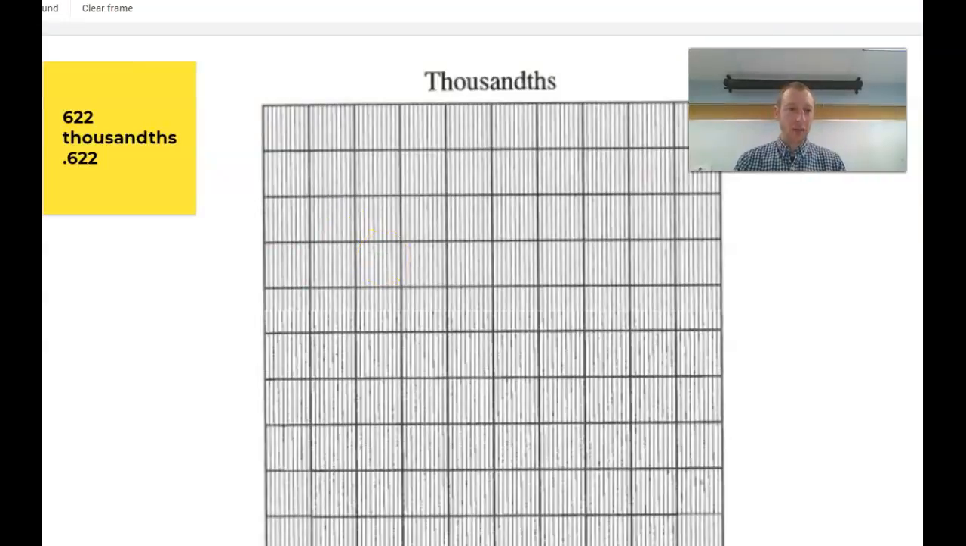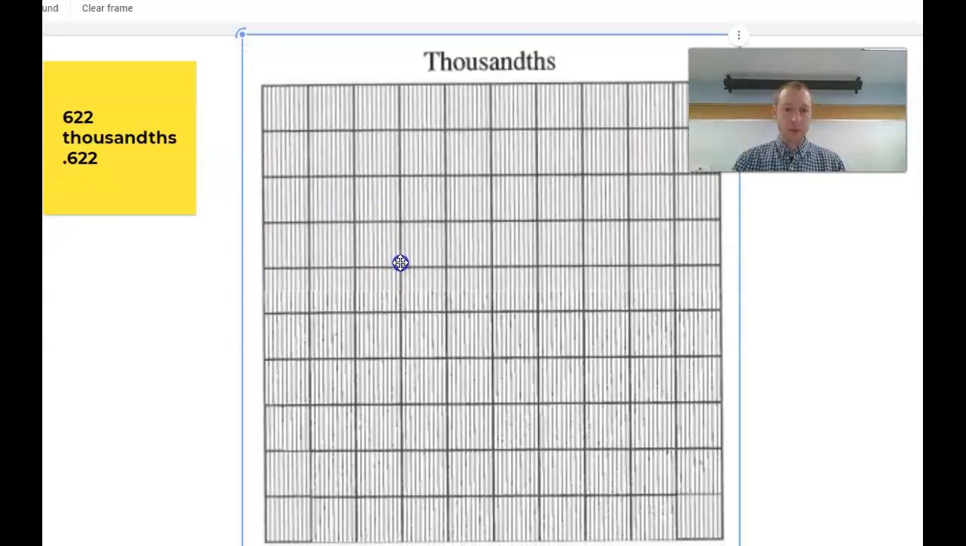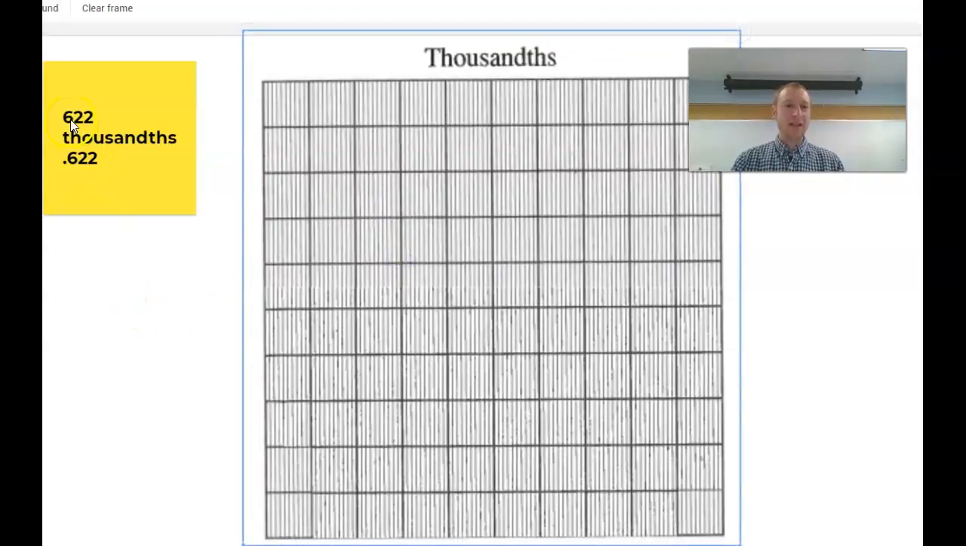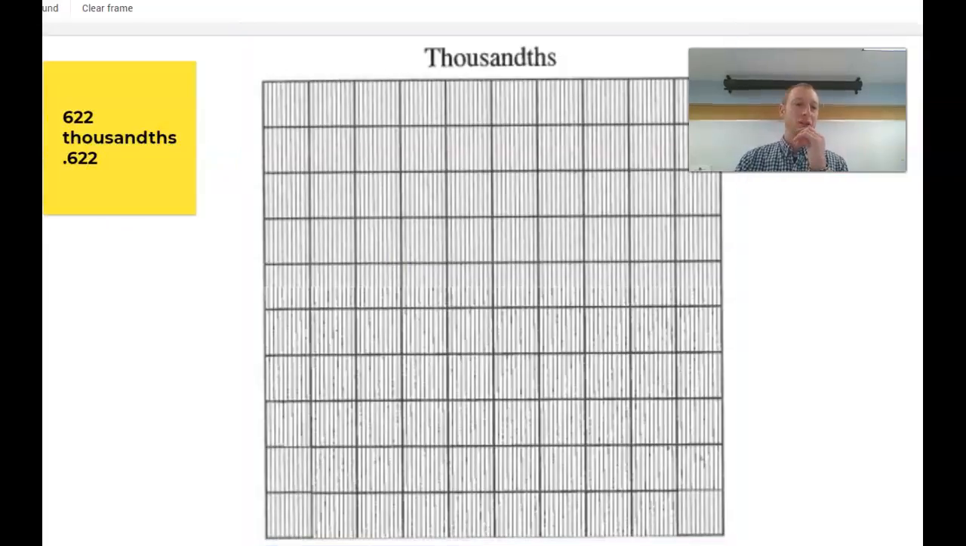All right, so let's shade it in now. How would we shade in 622 thousandths, or 0.622? Let me just move this up a little bit. I'm not going to count 622 of these little things. That would take way too long. What I can do instead is take it piece by piece. I've got my tenths place here, my hundredths place, and my thousandths place. So I'm just going to take it one number at a time. How many tenths do I need to fill in here? I need to fill in 6 tenths.